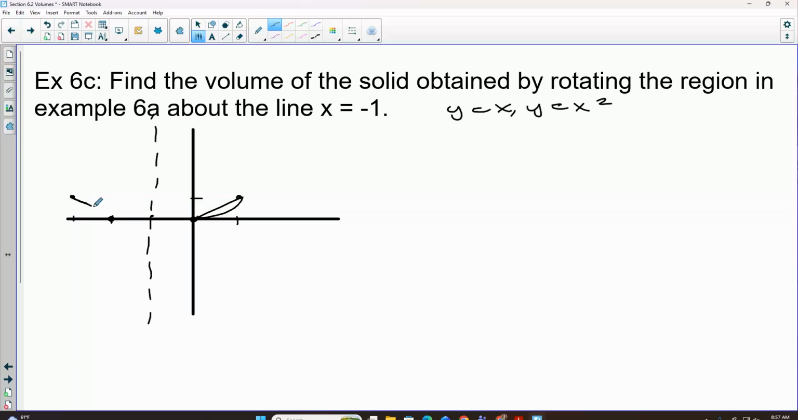So I always just draw the reflection first. We're looking at this piece. And so when we rotate it, then we're getting a bowl.